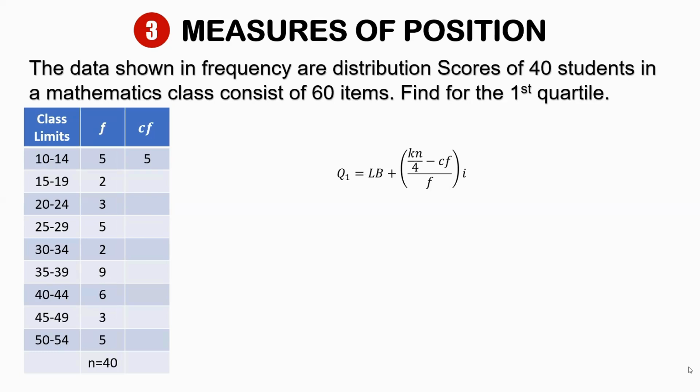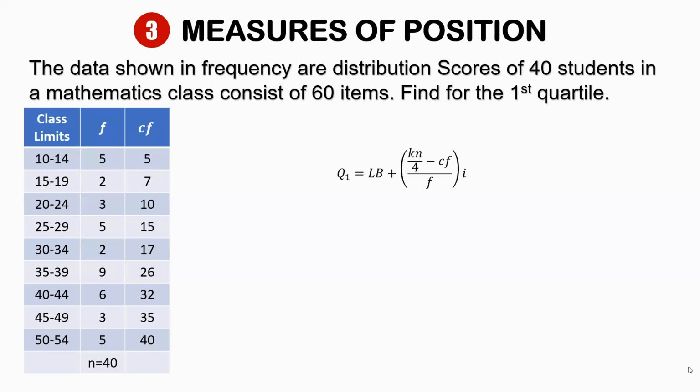So we have 5 plus 2, that is equal to 7. And then 7 plus 3, we have 10. 10 plus 5, we have 15. 15 plus 2, that is equal to 17. 17 plus 9, that is equal to 26, and so on and so forth. Now we have until 40. That is why the total number of frequency that we have is equal to 40.